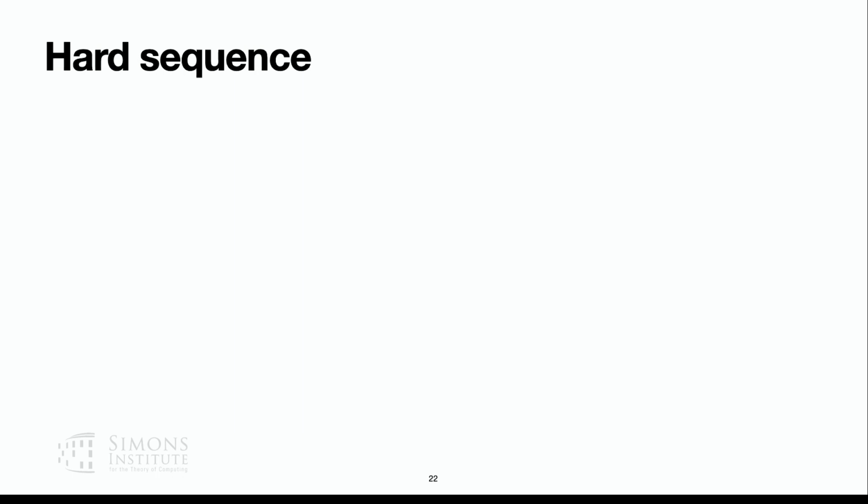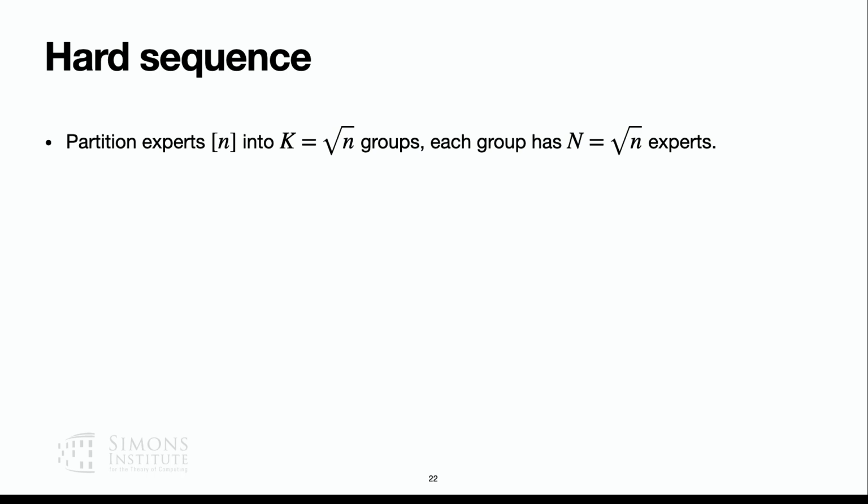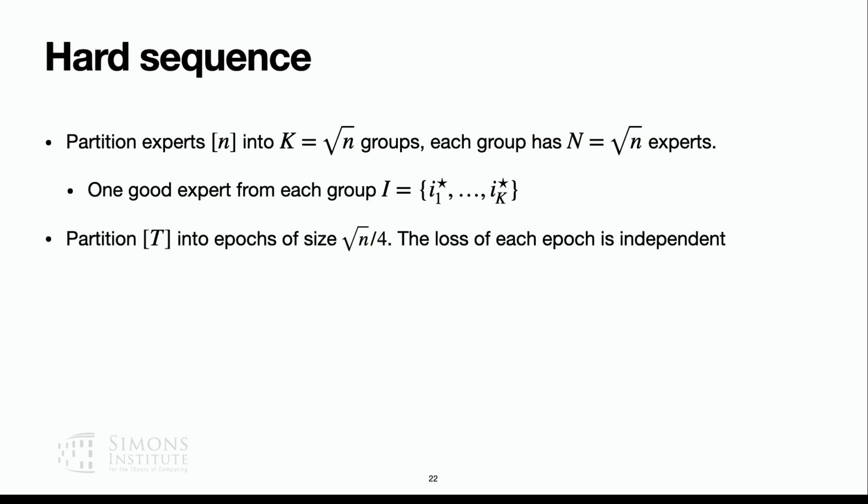Now let me describe the hard sequence. We partition the experts into capital K groups, and each group has capital N experts. We take capital K and capital N to be square root N. And here, I'll just define the good experts to be those in the intersecting set, and it will be clear soon. Again, I will partition the entire sequence into epochs of size square root N over 4. And nature will assign the loss for each epoch completely independently, so I only need to describe what the loss is for each epoch.